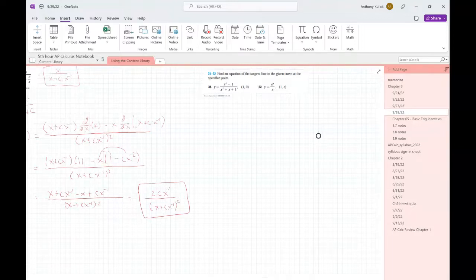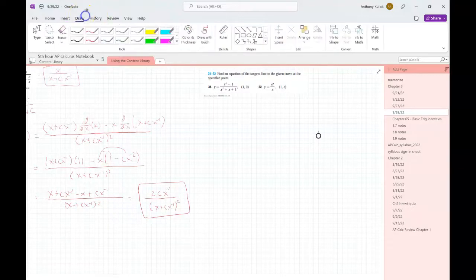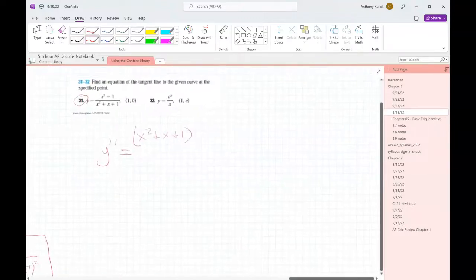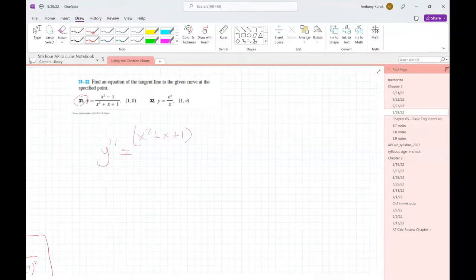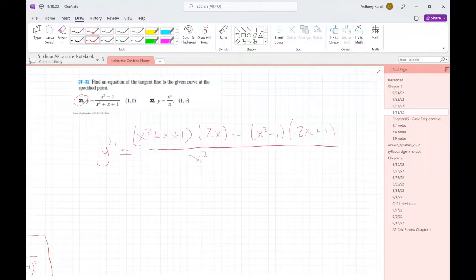So 31 says, find the equation of the tangent line to the given curve at the specified point. First thing I'm going to need is the slope for my tangent line. To get the slope, I'm going to be using the derivative. So that's the denominator times the derivative of the numerator, minus the numerator times the derivative of the denominator, all over the denominator squared.